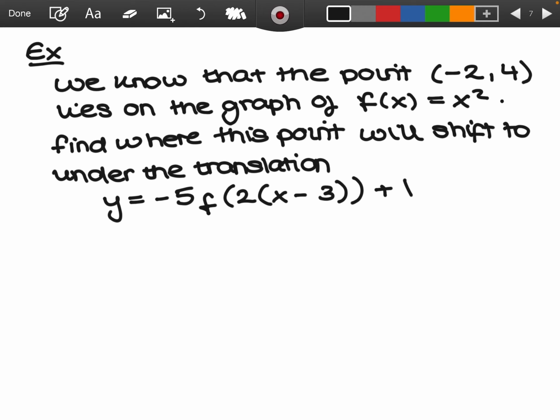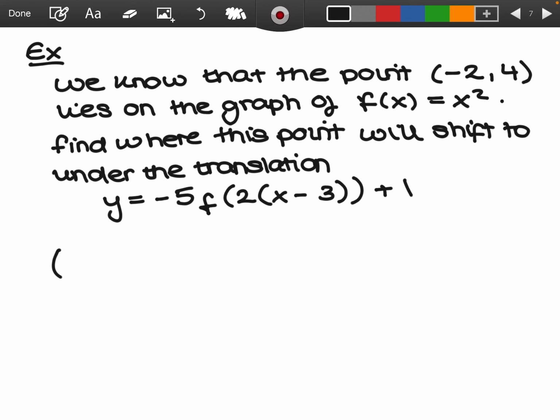So in this case, you can see that our parent function is said to be x squared. Then we're looking at the point negative 2, 4, which we know lies on x squared. If you square negative 2, you get 4. Now we want to see what happens to that point when we use this translation. Work from the inside out is my recommendation whenever you do this. Just work from the inside out and try and figure out what translations you're doing, but always start with the inside first. Deal with those horizontal translations first, then we can deal with the vertical ones.